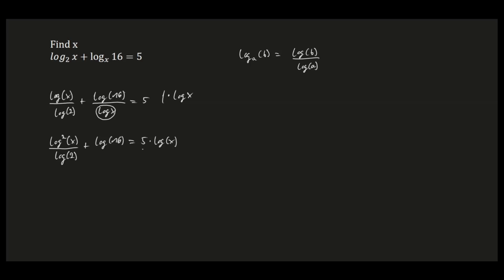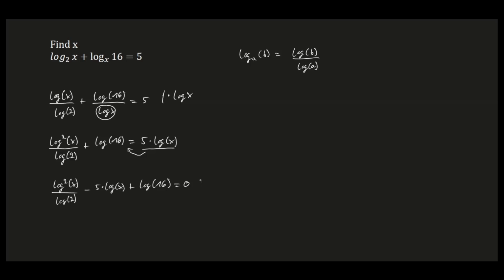Now we can bring this here to the other side, to the left hand side, so that we get the logarithm of x squared over the logarithm of 2 minus 5 times the logarithm of x plus the logarithm of 16 is equal to 0.